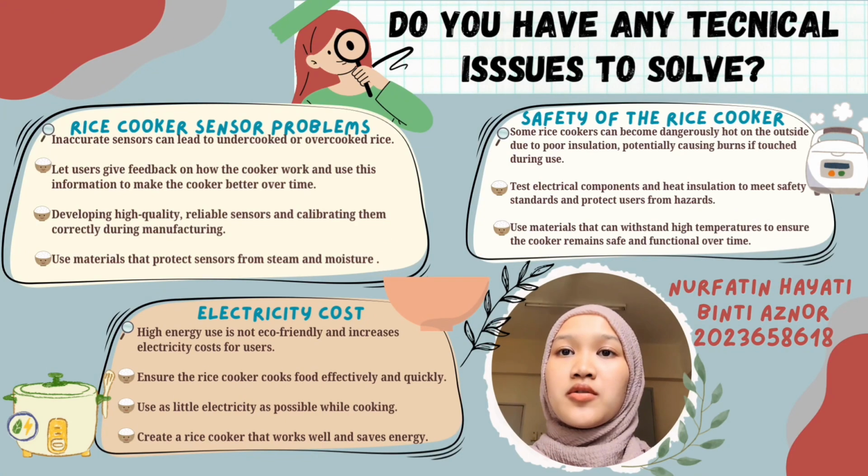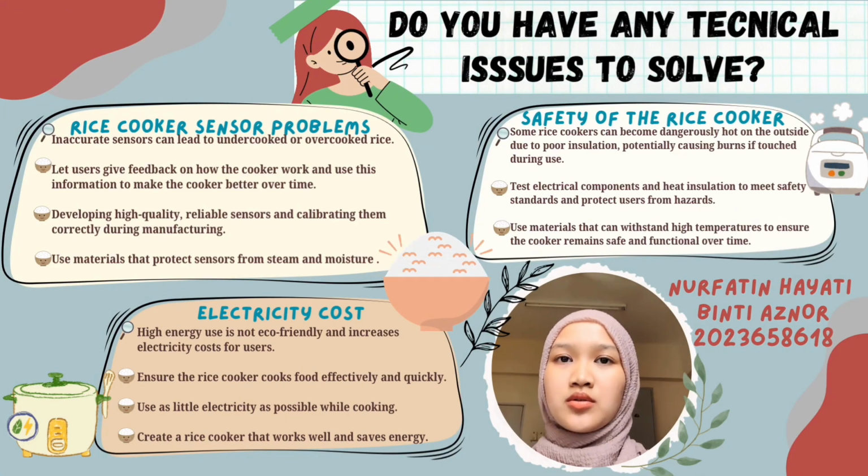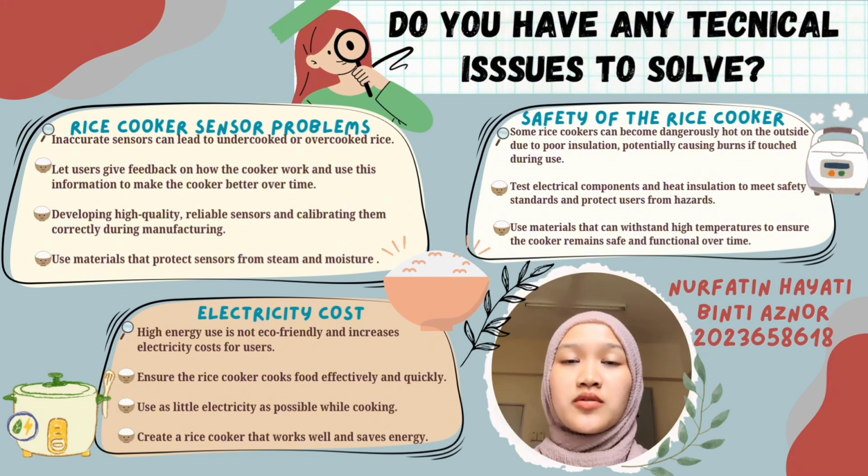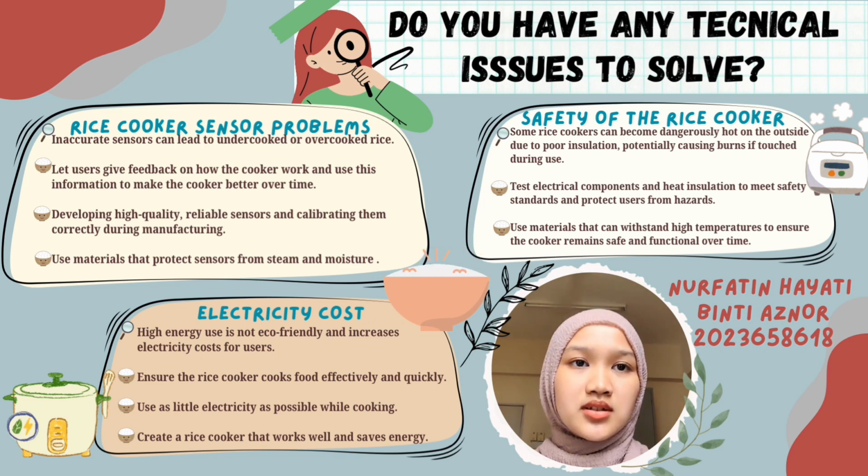Next, if you have a technical issue, I want to tell you about how to solve the issue. First thing first is the rice cooker sensor problem. An inaccurate sensor can lead to undercooking or overcooking the rice. So the first alternative that we can use is to let users give feedback on how the cooker works and use this information to make the cooker better over time.